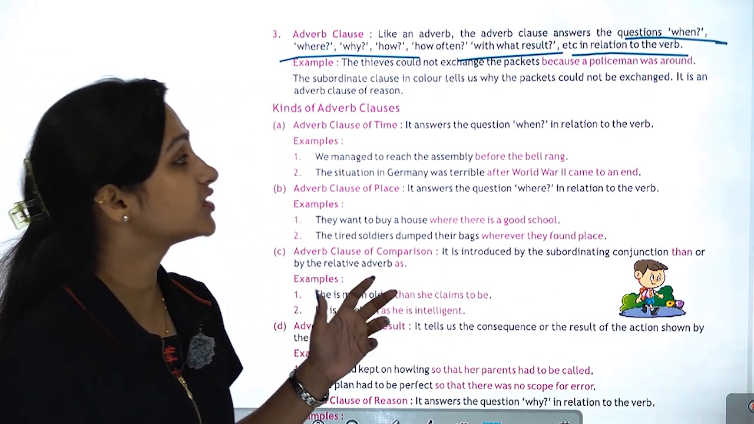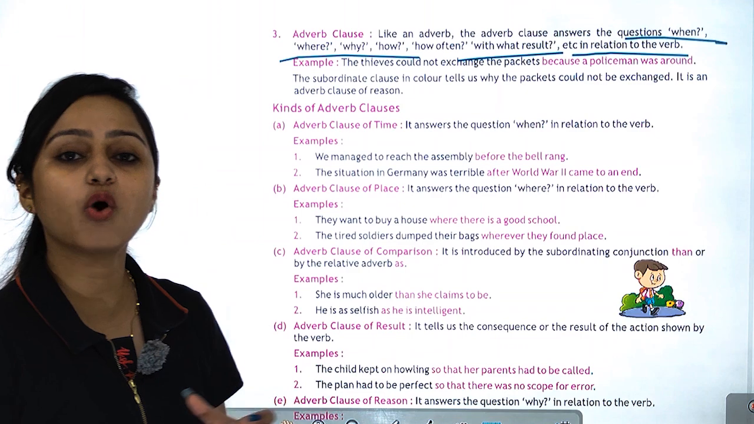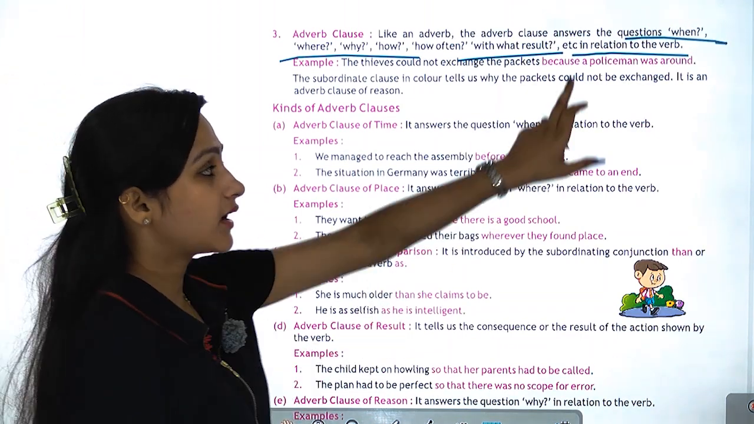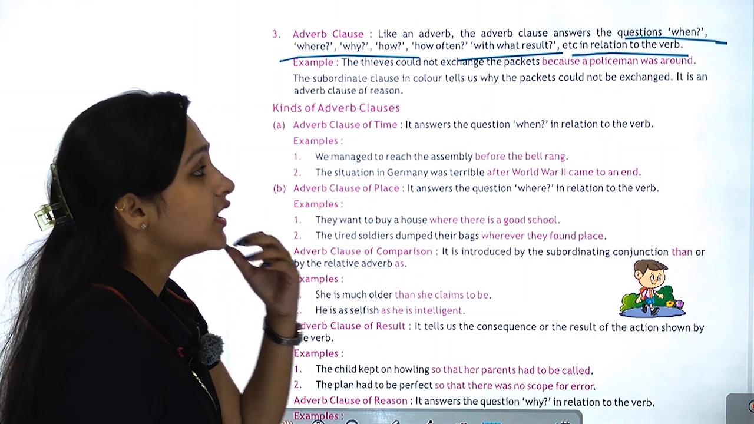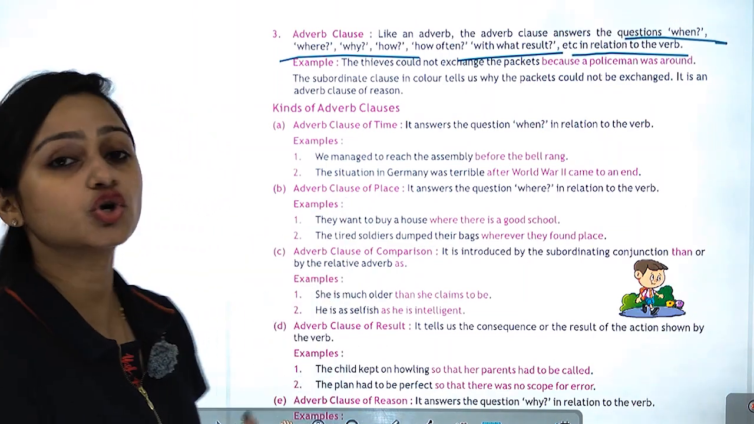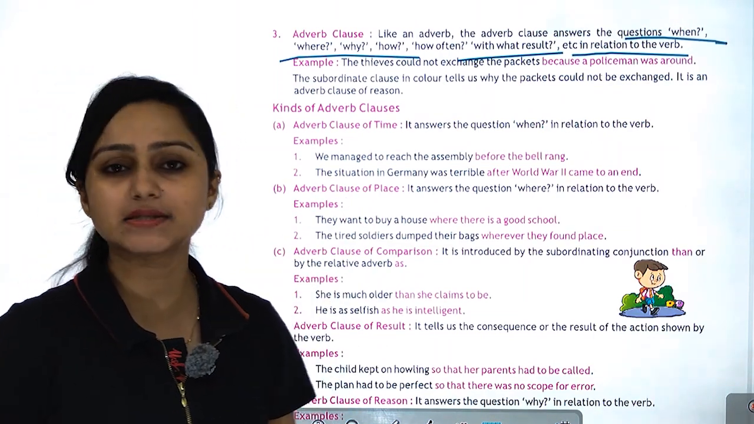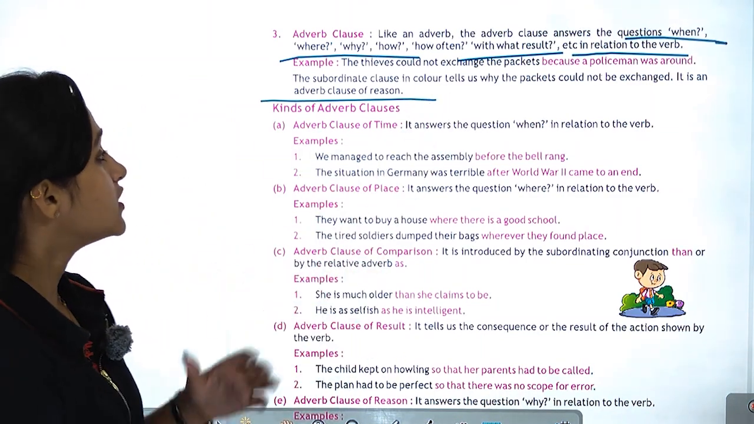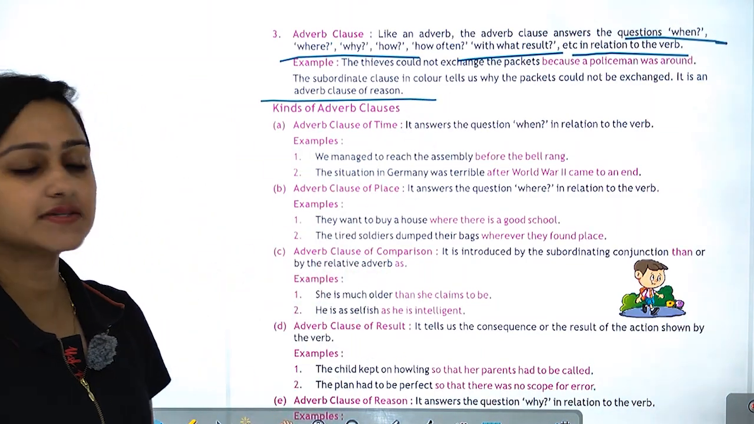The thief exchanged the package because a policeman was around. So the subordinate clause in the colors tell us, ये जो हमारा color में subordinating clause है क्या बता रहा है? The packets could not be exchanged. कि हमारे packets जो थे exchange नहीं हो पाते. So ये क्या हमारा adverb clause है reason. So adverb clause of reason है हमारा.